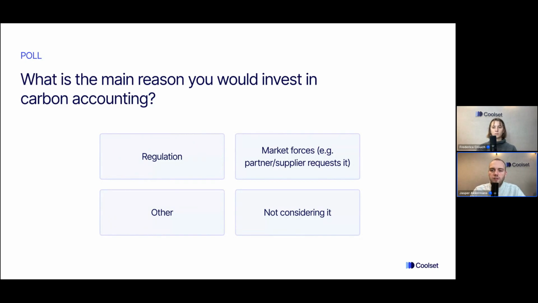Okay, seeing right now 64% saying that it's market forces, 25% saying it's regulations, 16% saying other, and no one's not considering it. So I think for the people here, it makes sense that most of you have considered it one way or another. And I think it's also an interesting sign of the times that market forces comes out at the top, just because when looking at Brussels, a lot has changed in the last months regarding the regulations, and the market has taken over as the main incentive for companies to report, as seen from my perspective. But interesting, good to know.